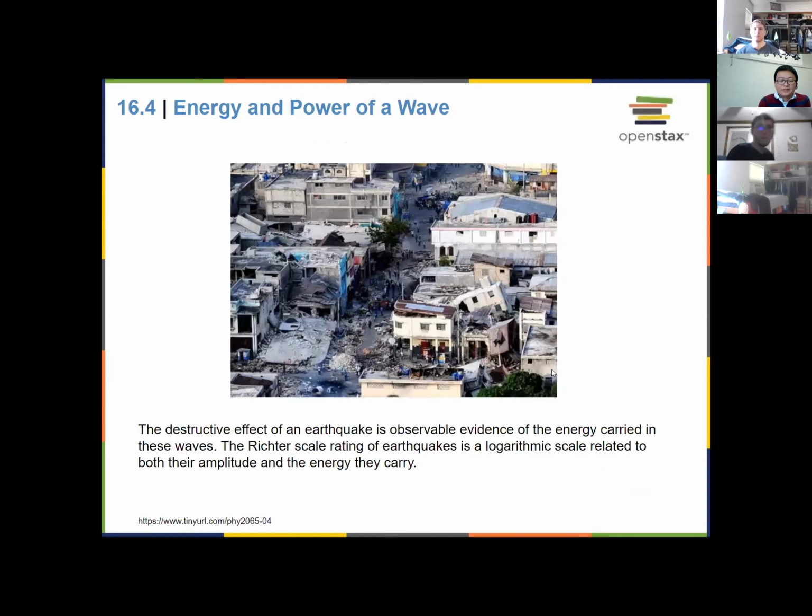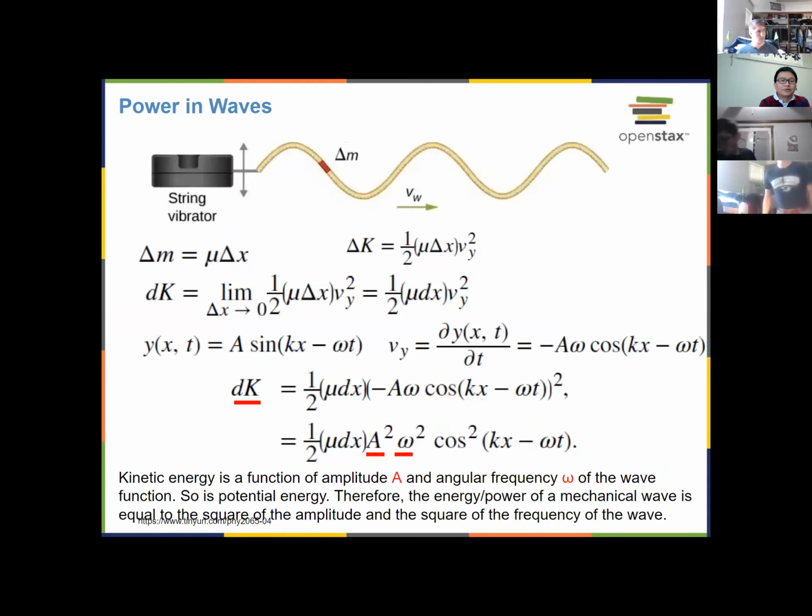We are still in chapter 16. So quickly, let's take a brief review of what we learned last time. Last time we checked on the energy and power of a wave, okay? Basically, it's going to be proportional to the magnitude squared and also proportional to the frequency squared, okay?